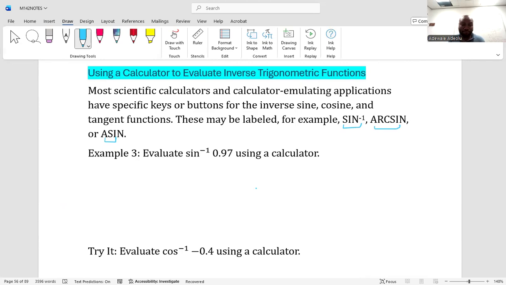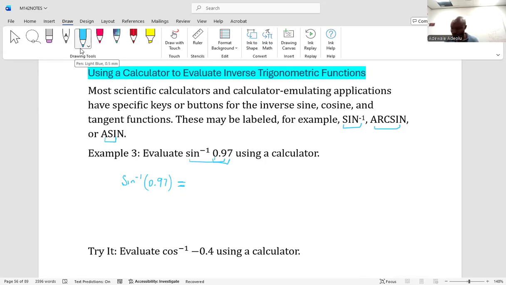So, evaluate sine inverse of 0.97. This all depends on whatever calculator you are using, but you should be able to get this. Make sure your calculator is in radian, because this is a ratio. If you put it in radian, your answer will be in radian. If you put it in degrees, your answer will be in degrees. But I'm going to be talking in radians, so let me put my calculator in radians.